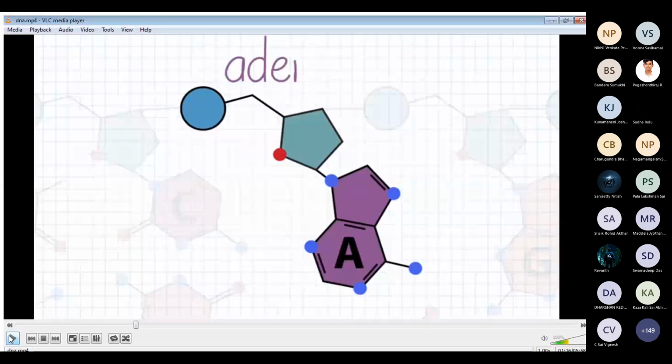Are you able to understand? DNA is nothing but a polymer of nucleotides. So what does this nucleotide mean? It will have a sugar group, a phosphate group, and a base attached to that. And that base can be anything: adenine, guanine, thymine, and cytosine. This is what is called a nucleotide. So many nucleotides combined together is what is called DNA.